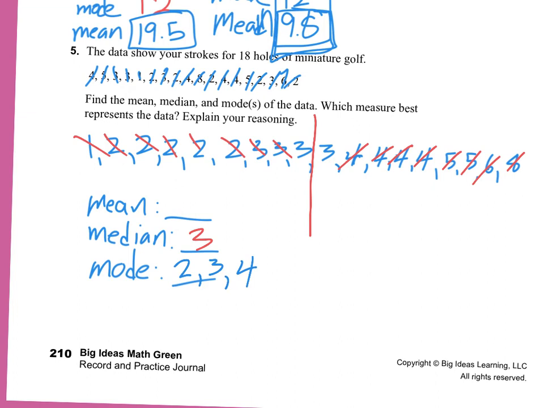Now, I want to look at the mean. So I'm going to take out my calculator. And I'm going to go 1 plus 2 plus 2 plus 2 plus 2 plus 3 plus 3 plus 3 plus 3 plus 4 plus 4 plus 4 plus 4 plus 5 plus 5 plus 6 plus 8. And that gives me 61. I like writing that down. Then how many numbers are there? 1, 2, 3, up to 18. So 61 divided by 18.